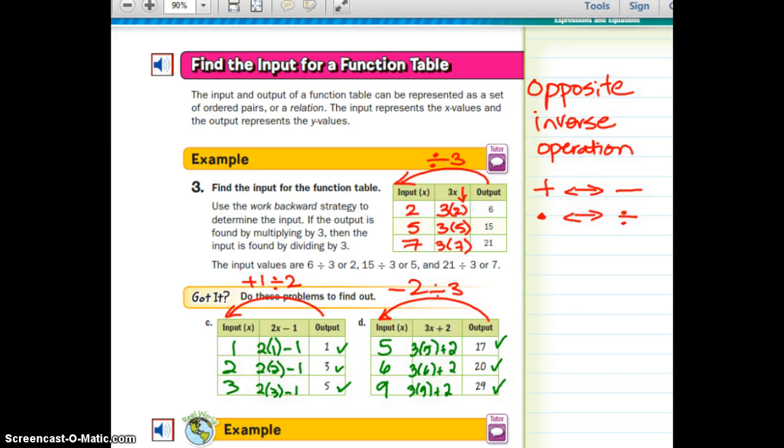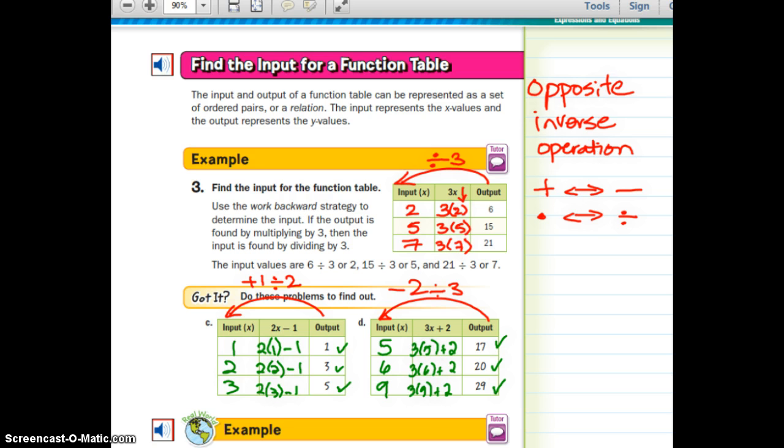And again, the way I do this is I'll mentally do the math. So let's do C first. The output was 1, so 1 plus 1 is 2, divided by 2 is 1. Then I come back through the problem just to make sure that the math is right. So 2 times 1 is 2, minus 1 is 1, that checks. Again, 3 plus 1 is 4, divided by 2 is 2. 2 times 2 is 4, minus 1 is 3, so that checks.